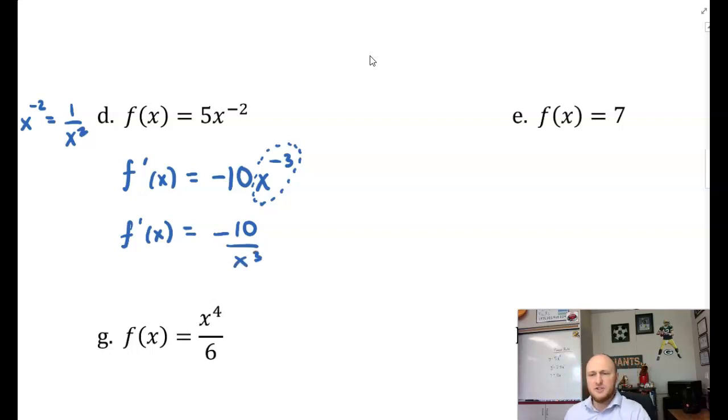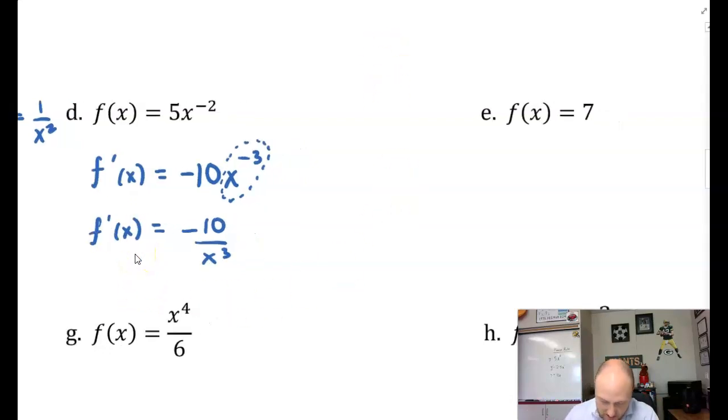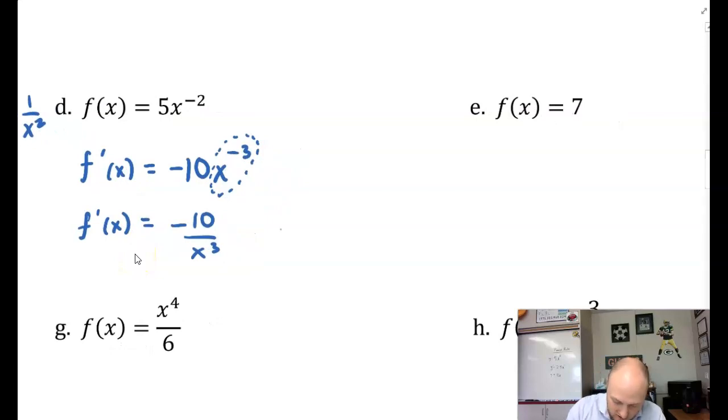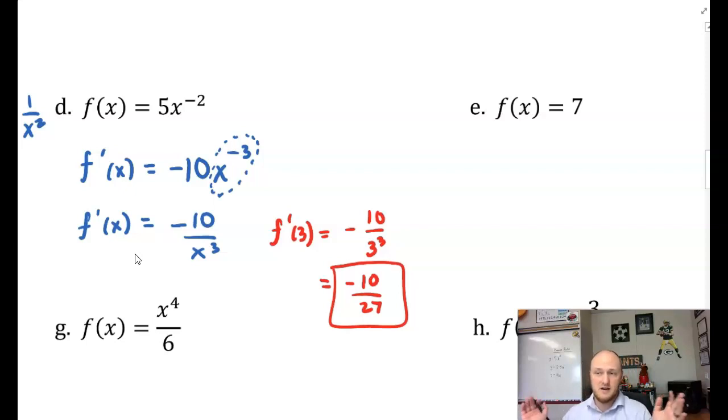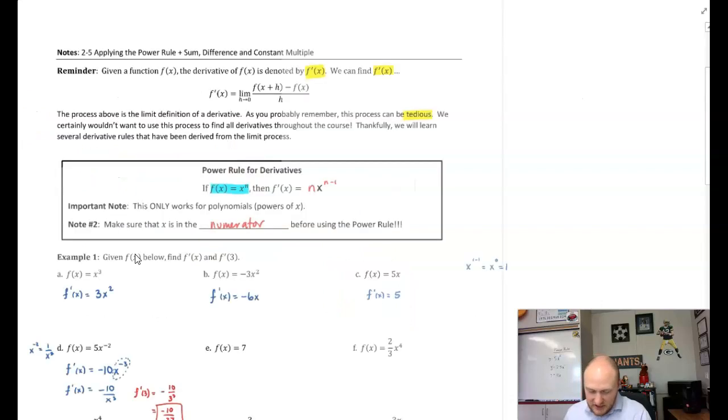Now, when would you want to do this and why? Well, you would want to do this if you're going to compute something. If I'm going to plug in 3 down here, oh wait, didn't they want me to do that? F prime of 3. I want my exponent to be positive so I can compute that. So negative 10 over 3 cubed is equal to negative 10 over 27. There is f prime of 3, right there. There you go.